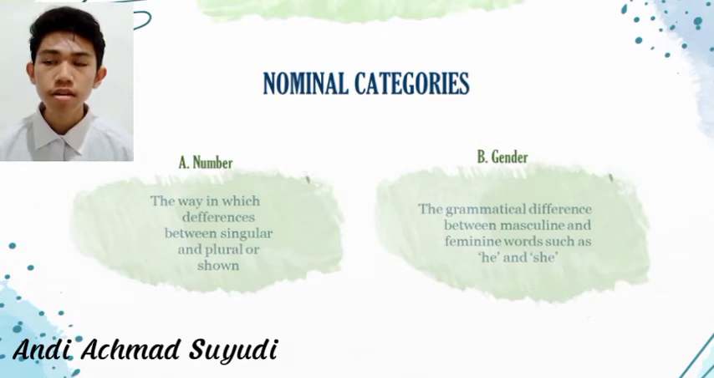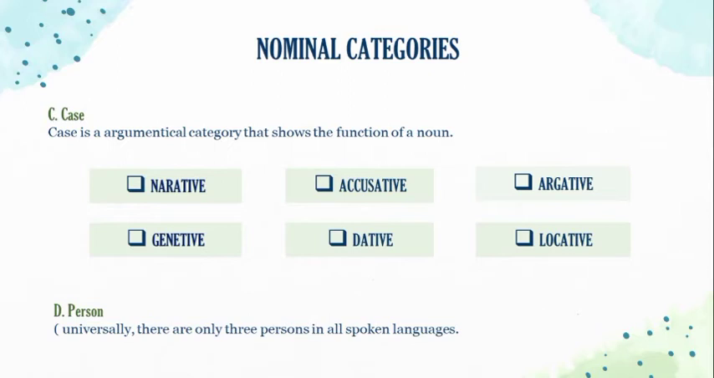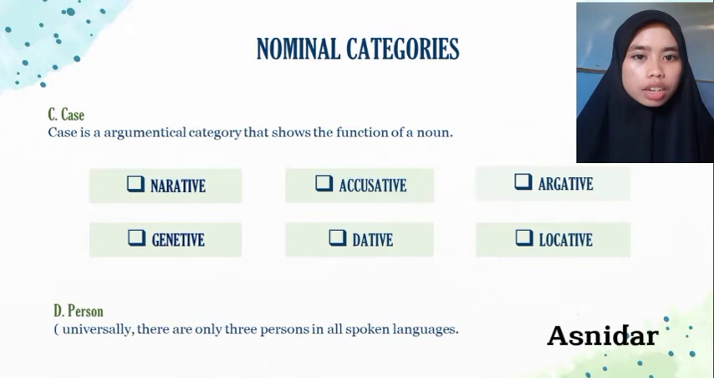B. Gender. The grammatical difference between masculine and feminine words such as he and she. The next material will be explained by Asnidar. Nominal category.